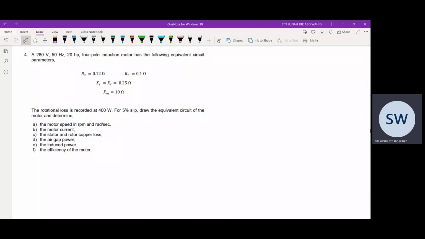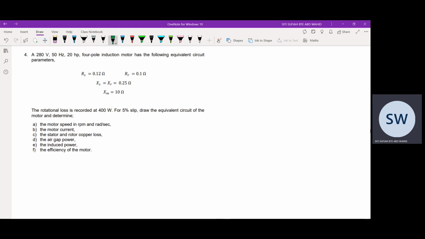Okay, let's proceed with question 4. Tuto induction machine ELE291, number 4. This is a different type of question compared to the first 3 questions, whereby you are given the values of RS, RR, XS, XR, and XM. So let's solve it together.